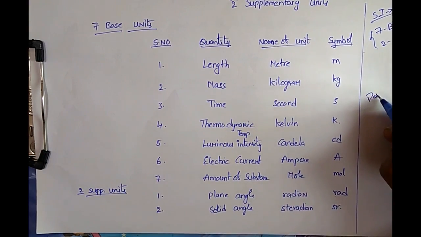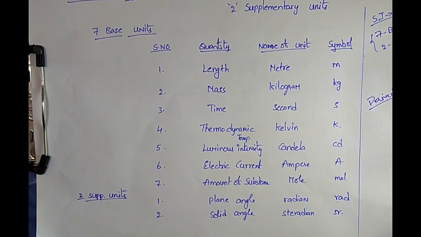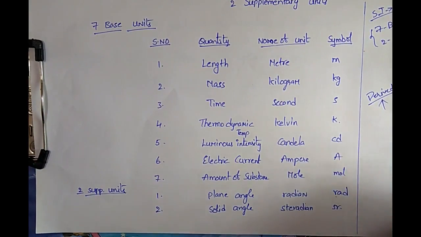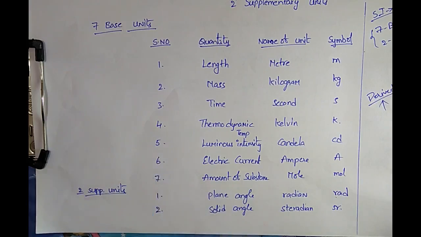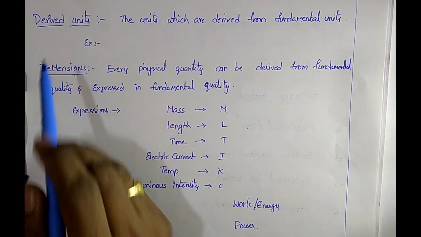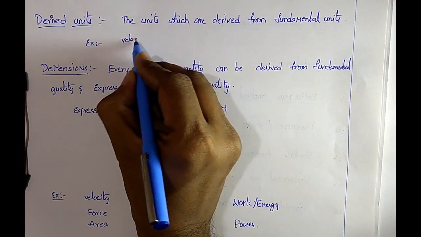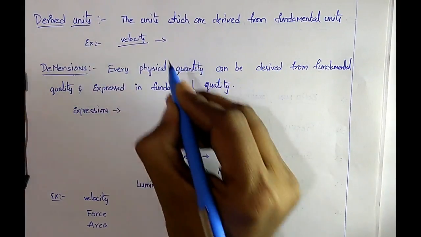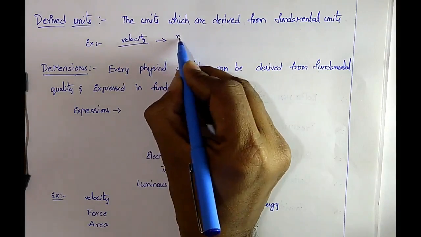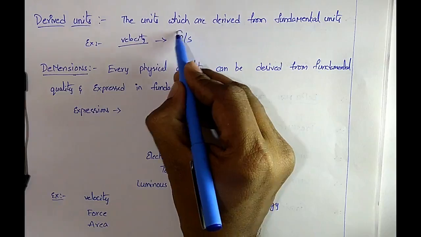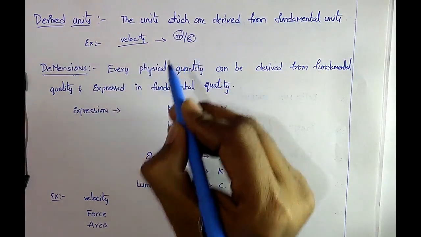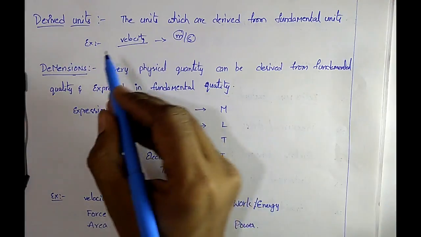And the next one, derived units. Derived units are the units which we can derive from these 7 base units, the units derived from those fundamental units. For example, take velocity: the unit for velocity is meter per second. It is derived from the basic units, length and time. So that's why these units are derived units.